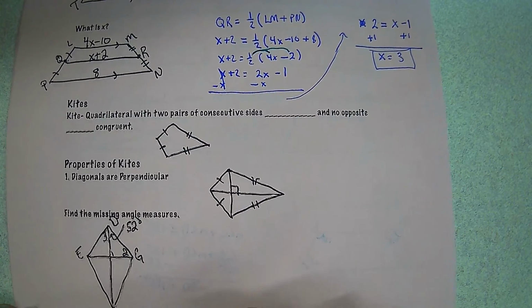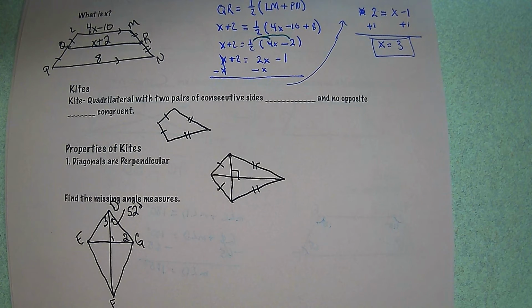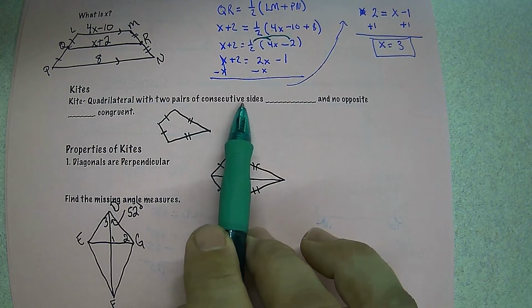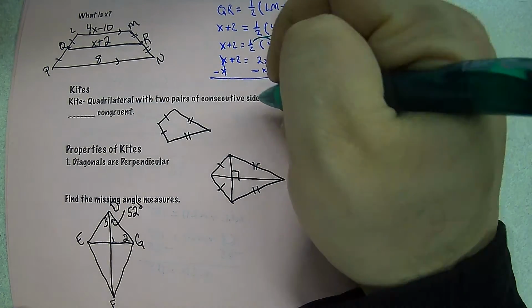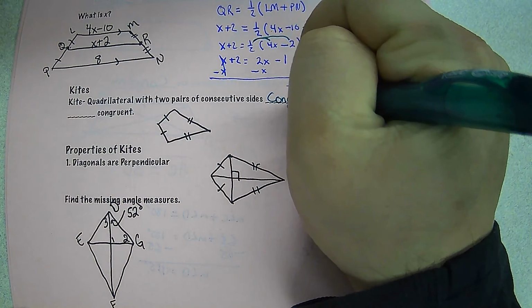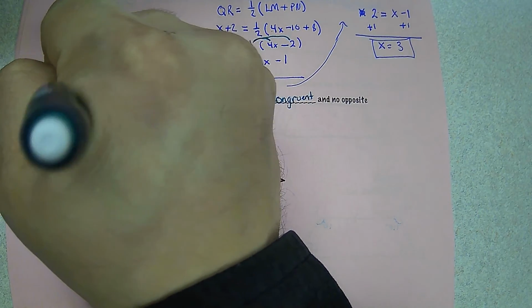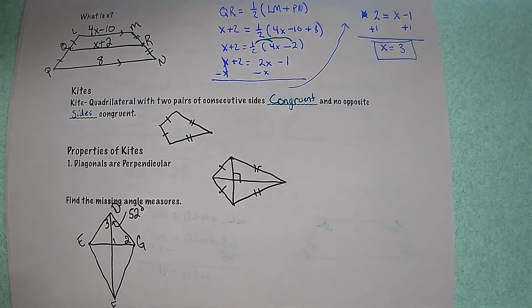We're going to look at one other type of quadrilateral, and that is a kite. And a kite is a quadrilateral with 2 pairs of consecutive sides congruent and no opposite sides are congruent. So let's look at what that means.